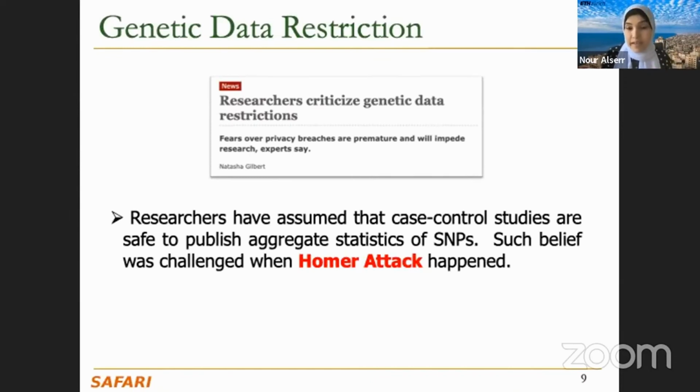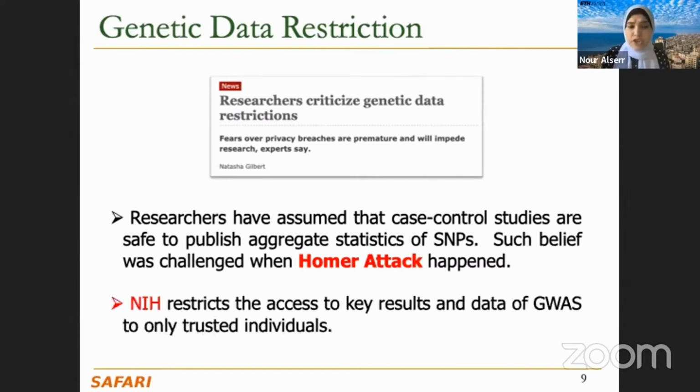So after that attack happened and they were successful in finding out if one victim was inside the case group, the NIH in the United States, the National Institutes of Health, restricted the access to key results of the GWAS data. So they only give the permission for qualified or trusted researchers or individuals. Okay, so what's the solution here? We need genomic data sharing. It cannot be like this. I mean, we want wide access to this genomic data.